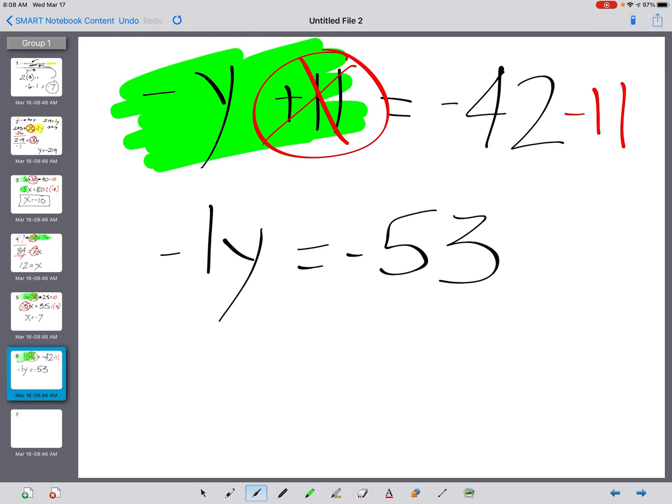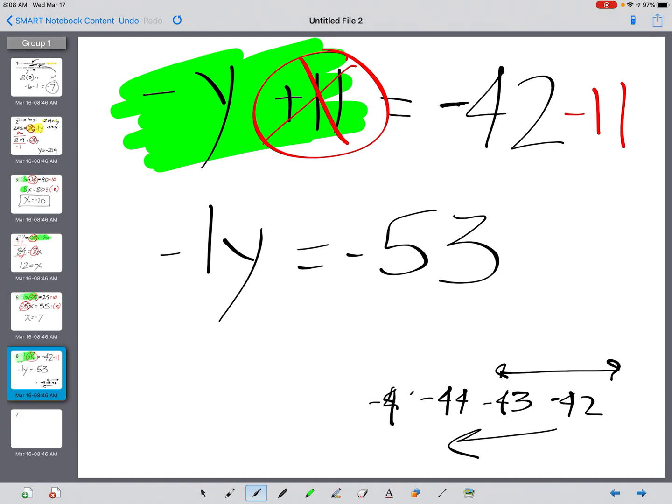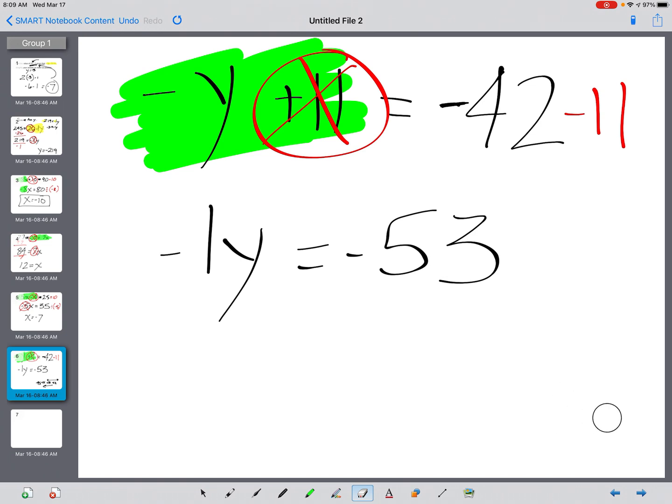Don't forget, of course, when you subtract from a negative, you're actually going to add those values together, the 42 and the 11, because they're the same sign. And think of it from a number line perspective. If we're subtracting from negative 42, remember subtraction is moving to the left on the number line, and as we move left on that number line, we just get more and more negatives. That's one way to keep that in perspective.